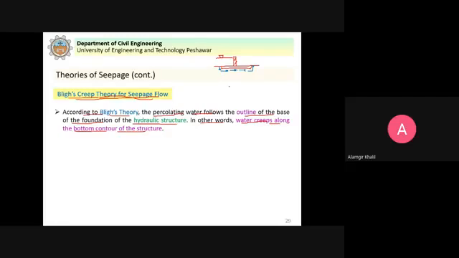For example, if we have sheet piles, let's say this is the impervious floor and this is the depth of water, and we have these sheet piles. Then how will the water flow? According to this theory, it will follow the bottom contour. Water will come here, then here, then follow this line, the bottom contour. Now this is an assumption. We will see later whether it is correct or not, but this is the assumption in this theory, that the seepage water will follow the bottom contour of the structure.